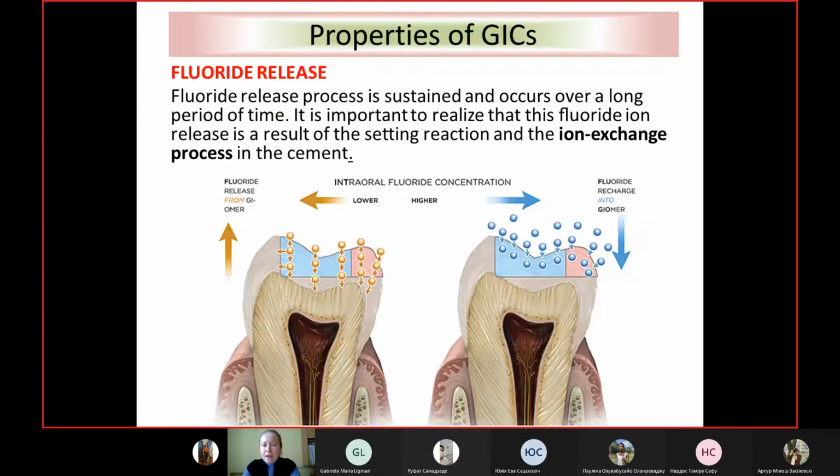Fluoride release, another advantageous property of glass ionomer cements. Fluoride release is a sustained process and occurs over a long period of time. It is important to realize that this fluoride ion release is a result of the setting reaction and the ion exchange process in the cement.